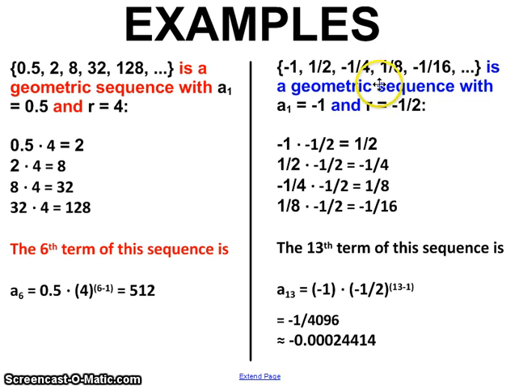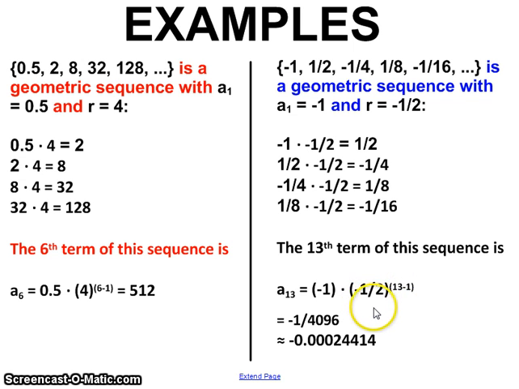Another example over here. We start with negative 1. That's our a sub 1. We multiply repeatedly by the common ratio negative 1/2. So negative 1 times negative 1/2 gives me positive 1/2, negative 1/4, positive 1/8, negative 1/16, and so on. So that generates the sequence one by one. I can skip to the 13th term if I wanted to by plugging numbers into the formula. a sub 1 is negative 1, r is negative 1/2, my exponent is 13 minus 1.